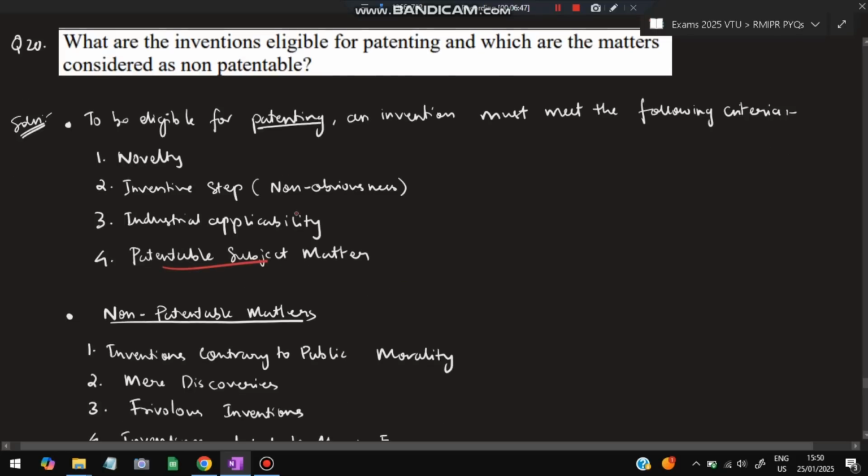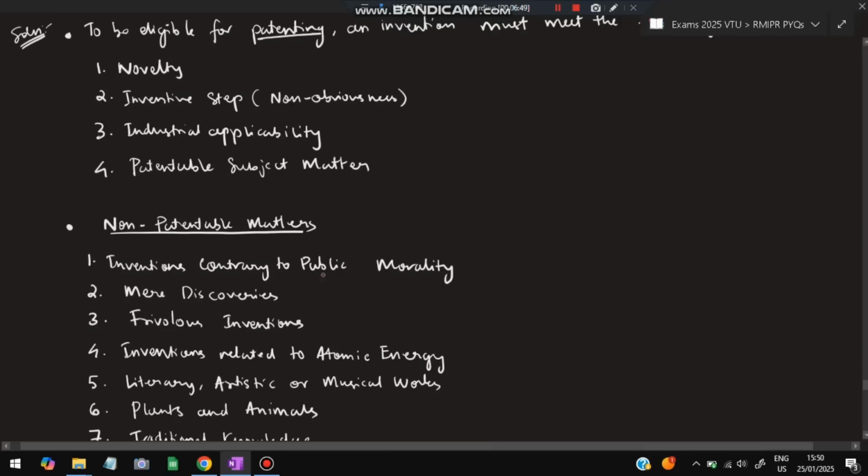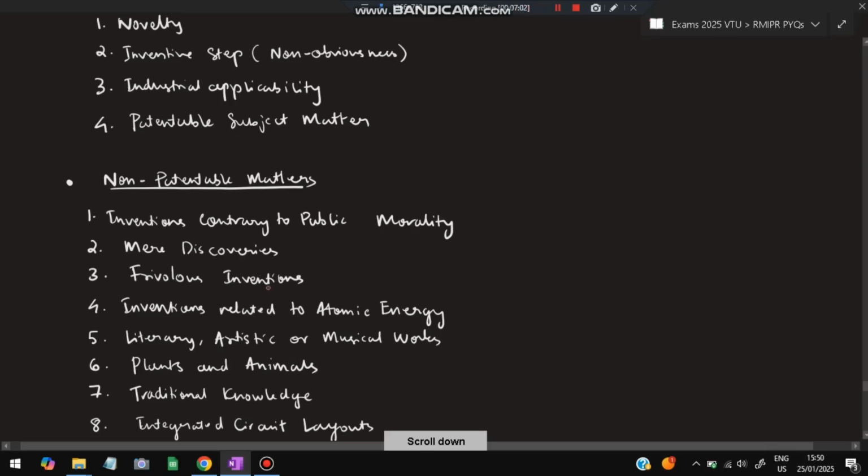Now, non-patentable matters: inventions contrary to public morality, for example human cloning and a device for gambling, cannot be patentable because they are against human morality, okay. Mere discoveries like the law of gravity cannot be patented. Frivolous inventions like an umbrella with a fan or a light, that is a useless invention, also cannot be patented.